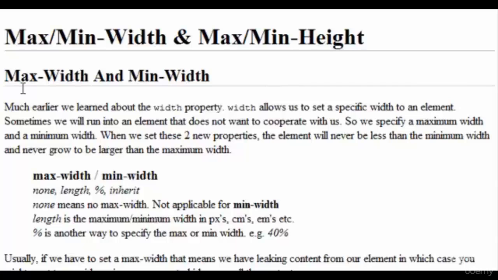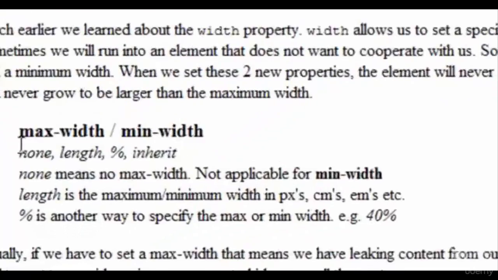A max width is the maximum width. The maximum width is the width of an element, and it will never, ever, for any reason, be larger than that. And the minimum width is virtually the same thing. No matter how small you try to make it, it will always stay that minimum width. So let's look at this now.